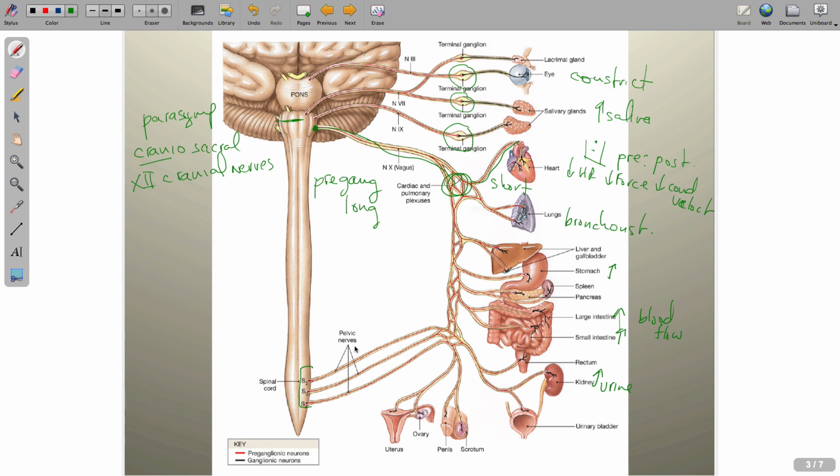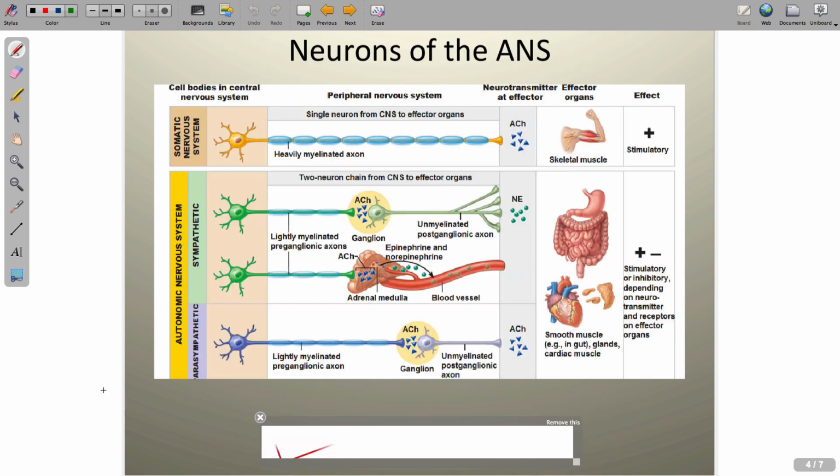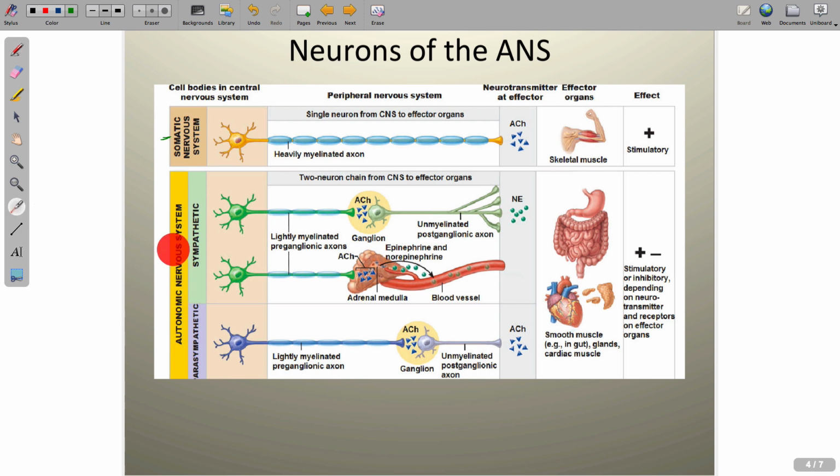So let's take a look at the next piece of this. This looks like a busy slide, but this will all come together, I promise you, at some point. As we talked about before, there were a couple divisions of the nervous system. One of them was the somatic division. That's this guy here. Then we talked about the autonomic nervous system, which is broken down further into the parasympathetic and sympathetic nervous systems.